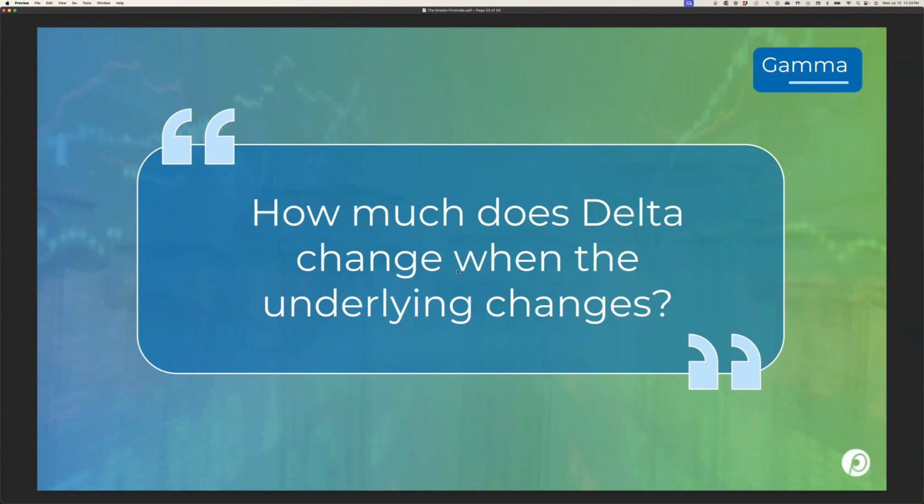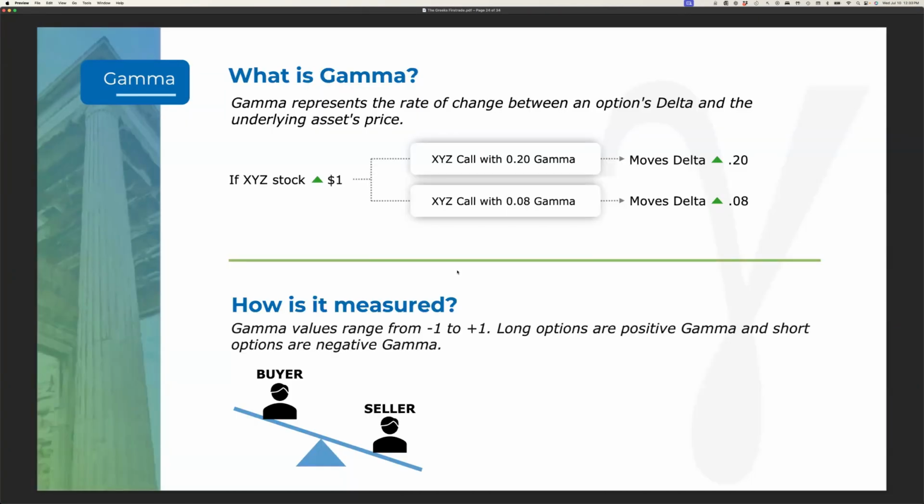So now that we've covered delta and theta, the thing to understand with all of these Greeks is that none of them are static, right? So if you have a delta of 0.5, it's not like it's just going to stay at 0.5. Delta is going to change as the underlying security changes. So the question is, how much does delta change when the underlying changes? And that's what gamma tells us, right? Meaning delta is not a static number. It's going to change, and gamma tells us how much delta is going to change by.